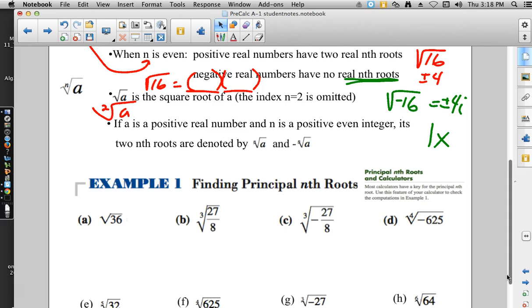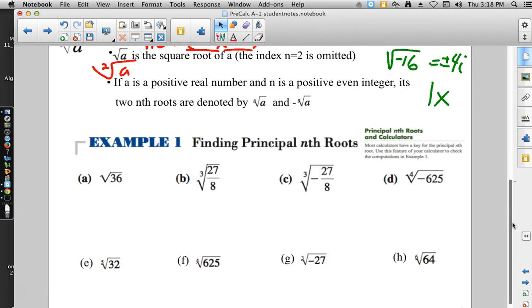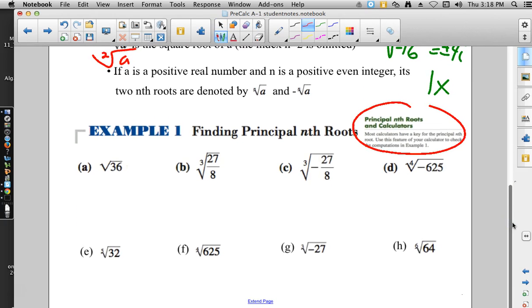So down here in example 1, we see there is a little piece of information off here to the side, and that is that most calculators do have a key for the principal nth root, and we can use that feature of our calculator to check the computations in example 1. And just so you know, that's always underneath the math key. So if, for instance, and the calculator is going to yell at us on this one, we want to punch in the fourth root of negative 625, we would punch in a 4, math, and then we'd find our generic root key.